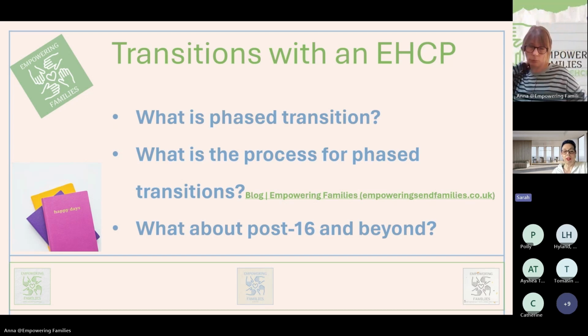Unfortunately, phase transfer at post 16 is the hardest of all. As soon as you've completed your post 16 transition, you could be looking at transitions every single year, depending on your child's course. It's worth considering when choosing your post 16 education establishment, the potential for your child to stay there for as long as possible and to prevent these continued transitions from one place to the next each year.